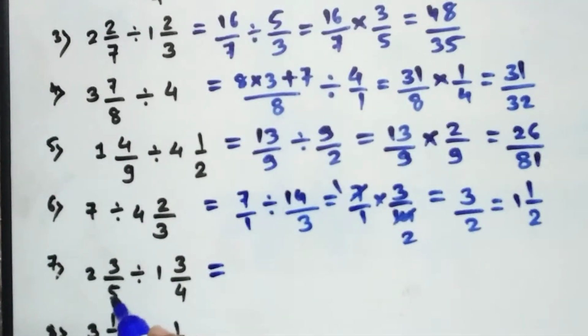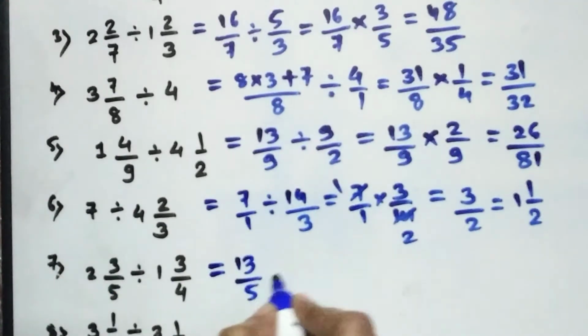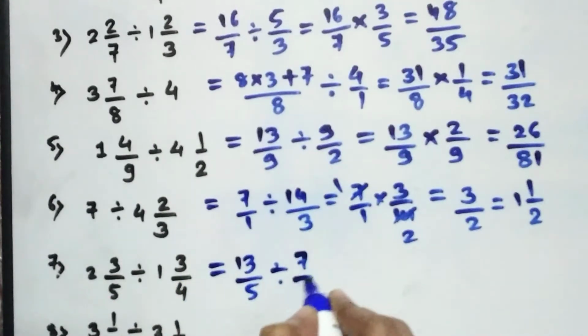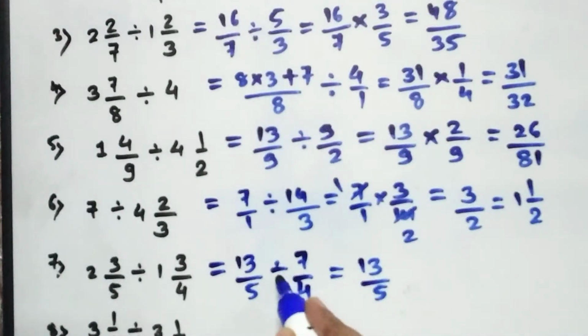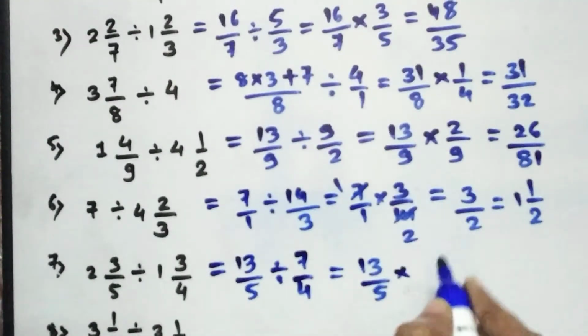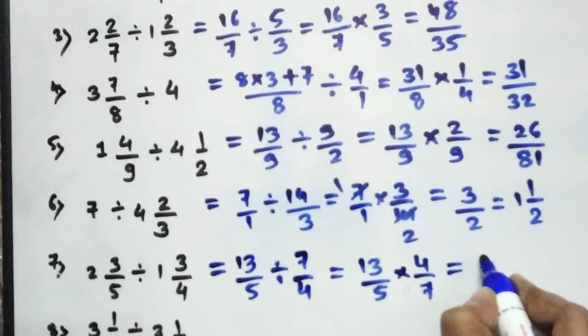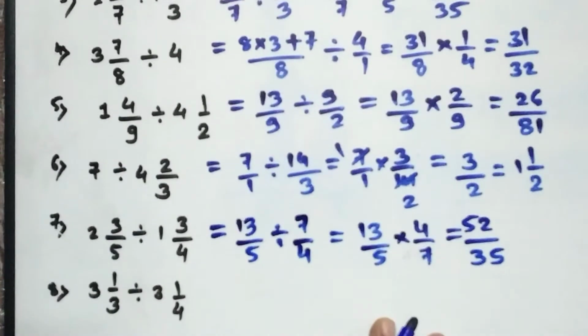Then we'll solve this one. Here we can get 2 5s are 10 plus 3, 13 by 5. Then we can get 4 1s are 4 plus 3, 7 by 4. Do the same process. This division converts into multiplication. Flip it, it becomes 4 by 7. 13 4s are what we'll get? 52. And 5 7s we'll get 35.